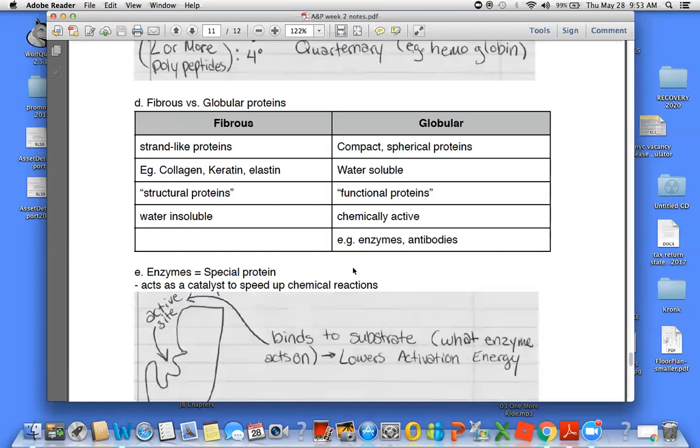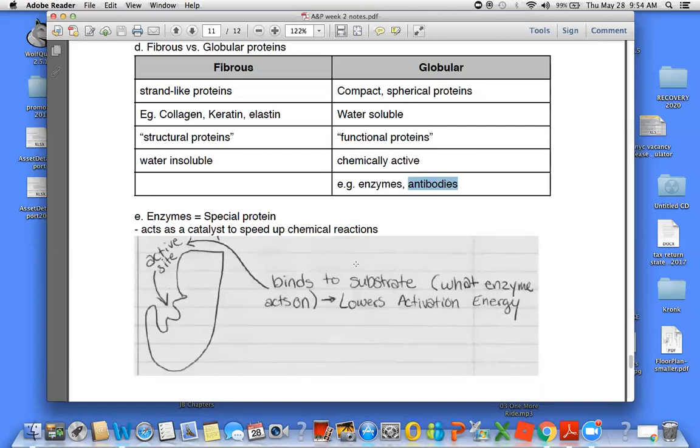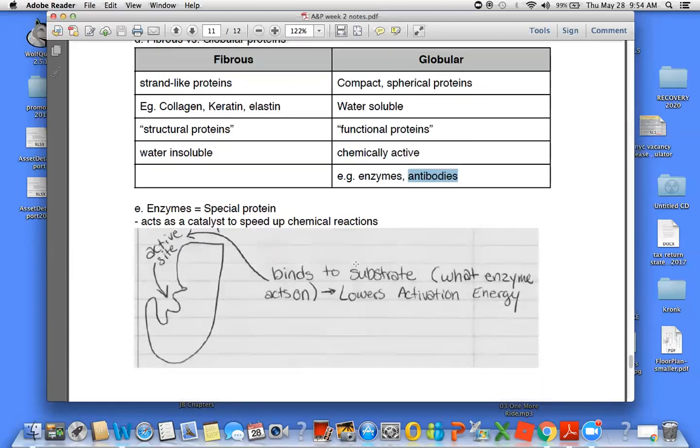Globular proteins are compact spherical proteins that are chemically active, right? They're functional. They're water soluble. They dissolve in your blood and they get things done. Enzymes, antibodies are examples of globular proteins. I think I have a true-false question on the test about fibrous versus globular proteins. So for example, what's collagen? It makes up your skin and holds your skin together. It's fibrous, right? What's an enzyme? Globular. So you should know the difference.